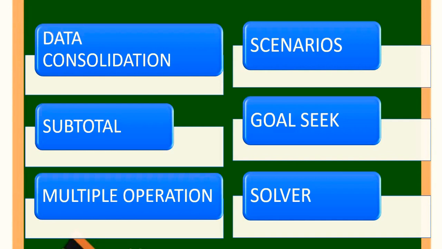Subtotal means you want to find the addition of some part of the worksheet alone, so we can go to this option subtotal. Multiple operation means if you want to copy the same formula for all the different values, we can go to this multiple operation. The multiple operation is purely based on the formula, not on values.